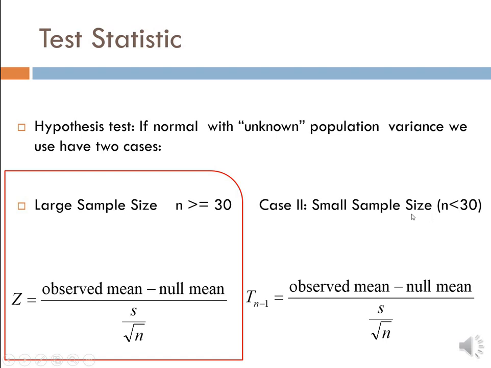Now, case 2, where your sample size is less than 30, then you fall on a different statistic, which is the T statistic. And the T statistic has the same formula. The only difference between the Z here and the T here is the reading of the critical values from the standard tables.